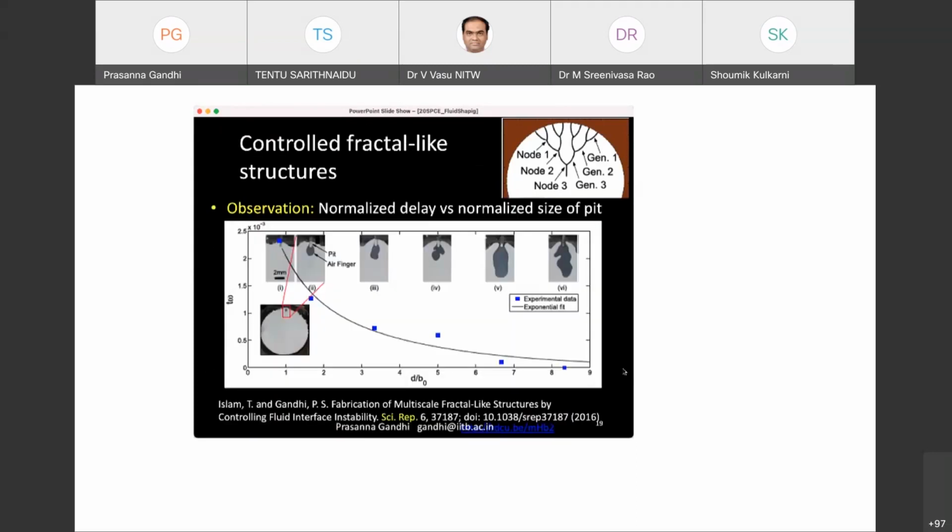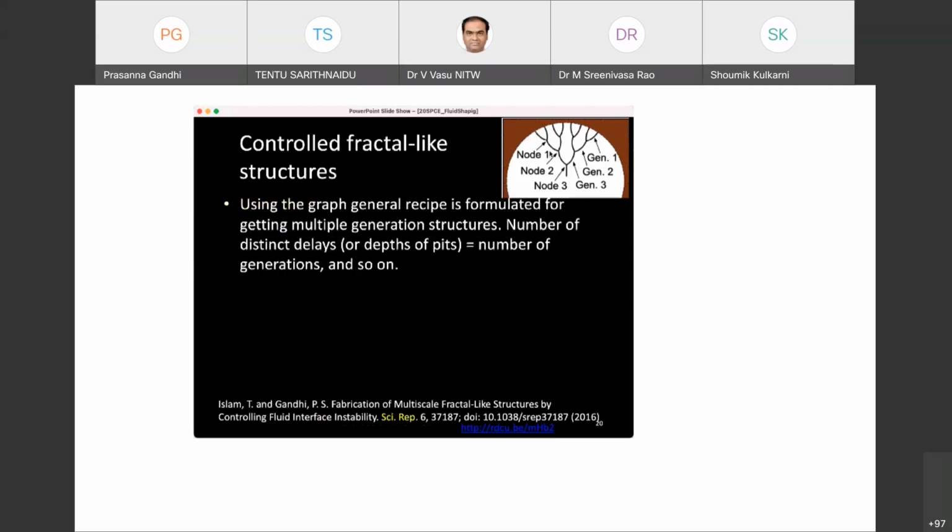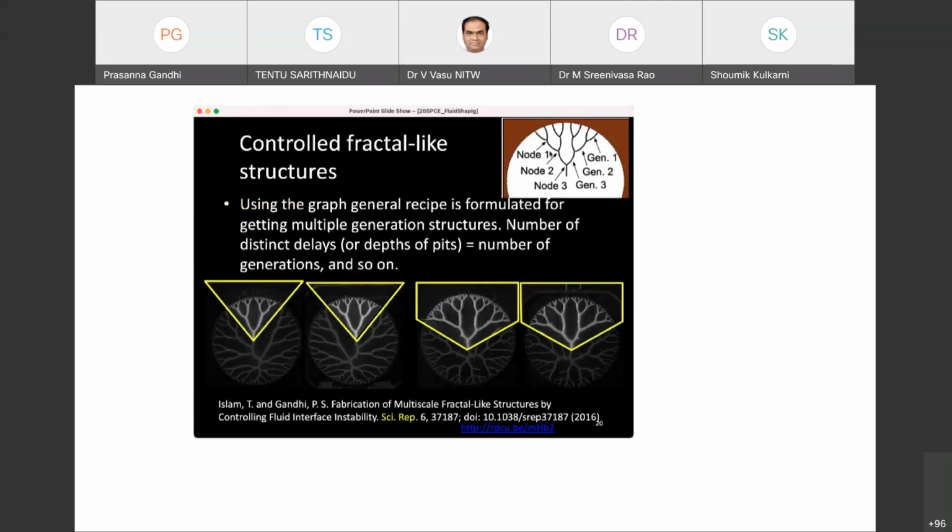Okay. So we have studied this process in non-dimensional form for the fluid, and how these fingers are going to progress, and how many generations we'll be able to fabricate for a given fluid, which we can predict from this graph. Okay, so this is how we can see the number of generations scaling.